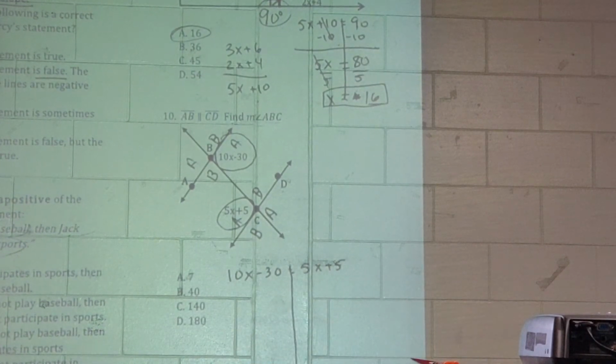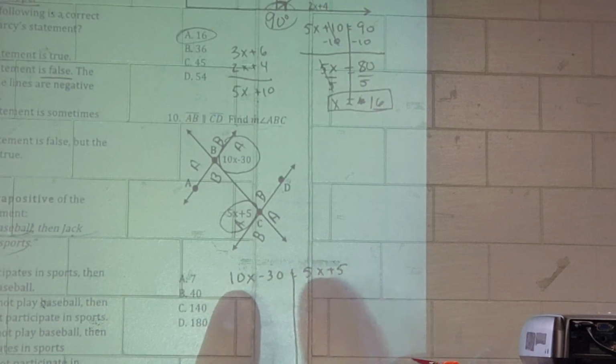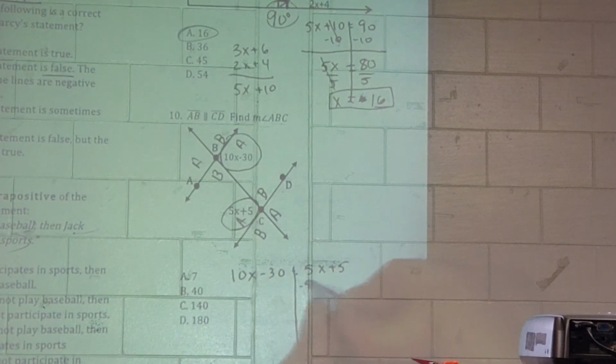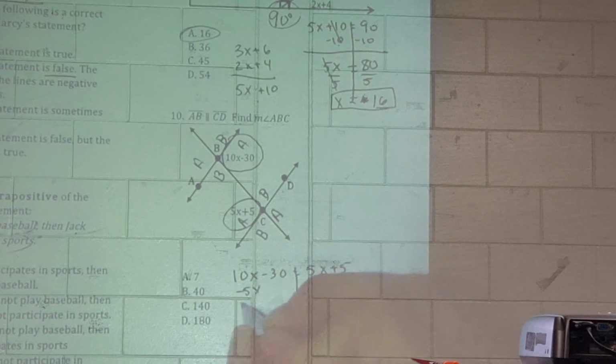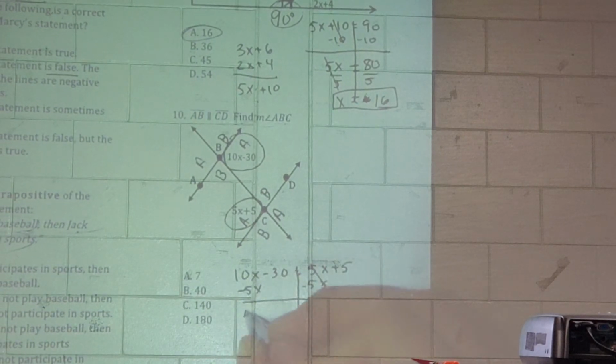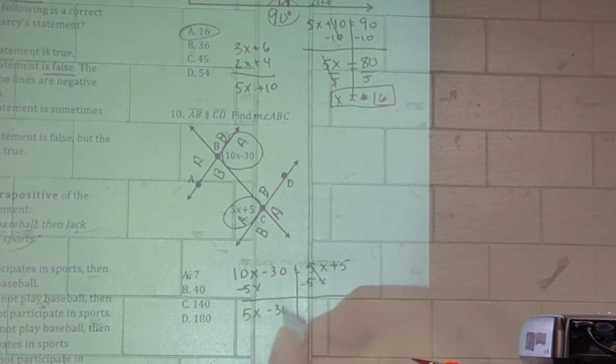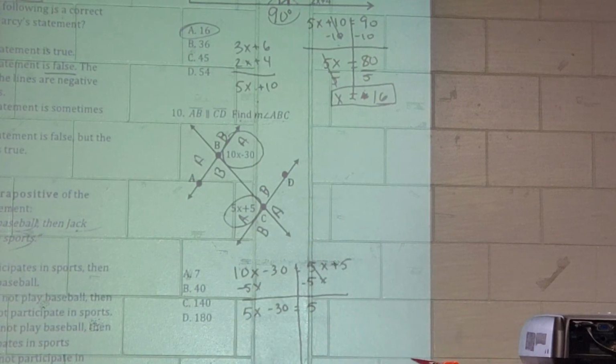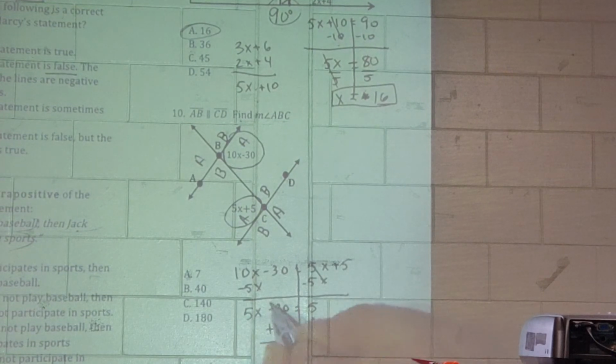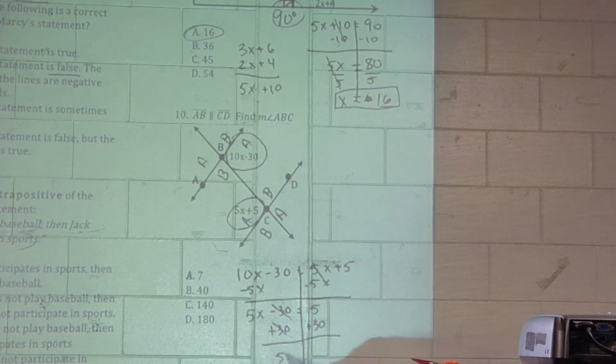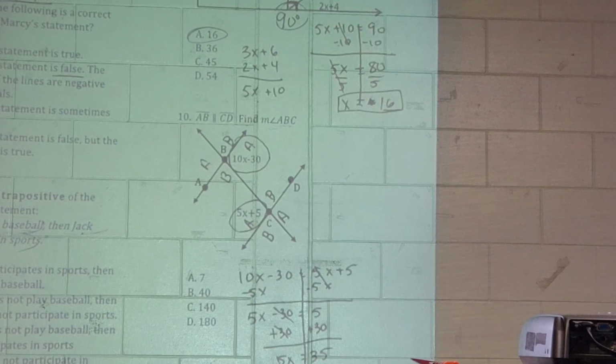So I always get rid of the smallest variable first, so I have 10x or 5x. 5x is my smaller one, so I'll cancel the 5x out. That way it stays positive. So 10x minus 5x is going to give me 5x. Bring down that minus 30. Bring down our positive 5. So now I have 5x minus 30 equals 5. So I'll add 30, add 30. So my 30's cancel and I get 5x equals 35. And then I'll divide by 5 on both sides and get x equals 7.